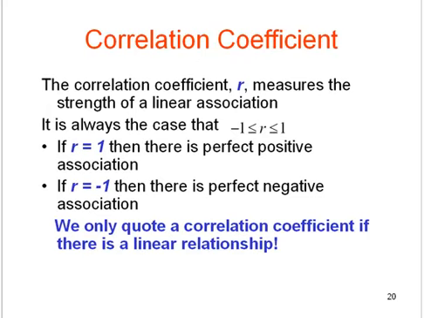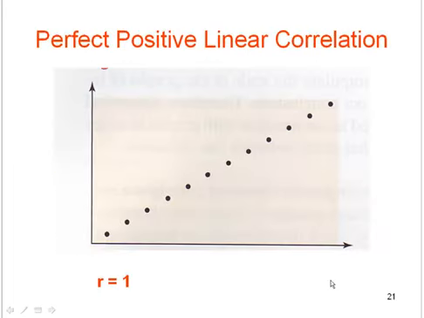The two extreme values of 1 and negative 1 represent a perfect association. An r of positive 1 is a perfect positive association, and an r of negative 1 is a perfect negative association. It is extremely important that we realize that we're only going to quote correlation coefficients if there is a linear relationship. They will not be used for non-linear relationships. So the next few slides give us some examples.